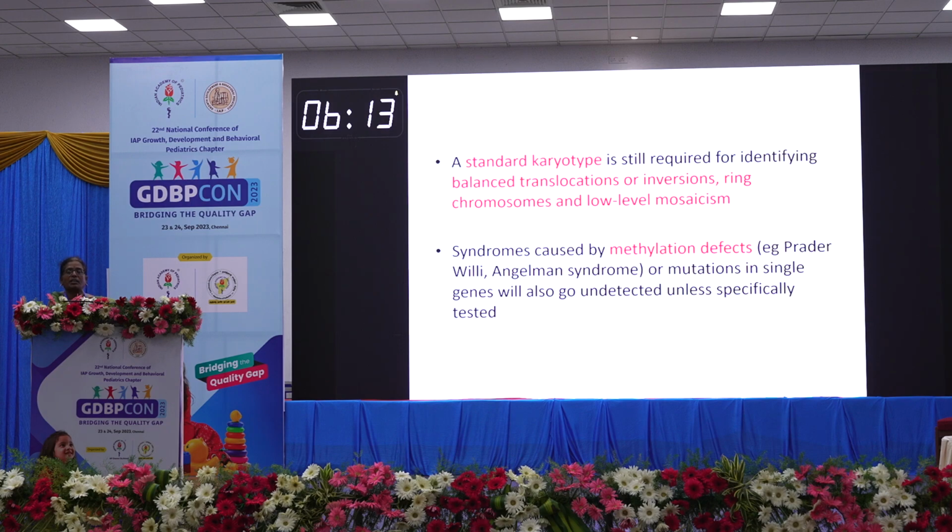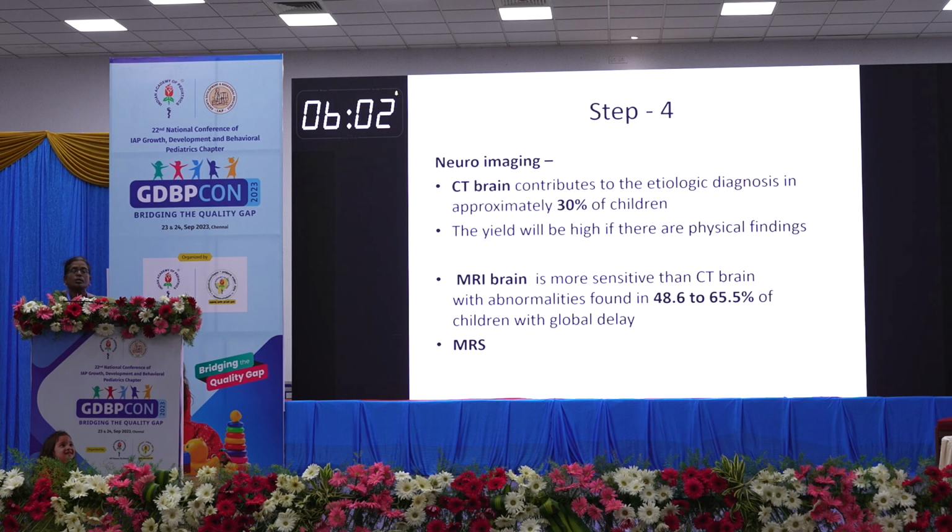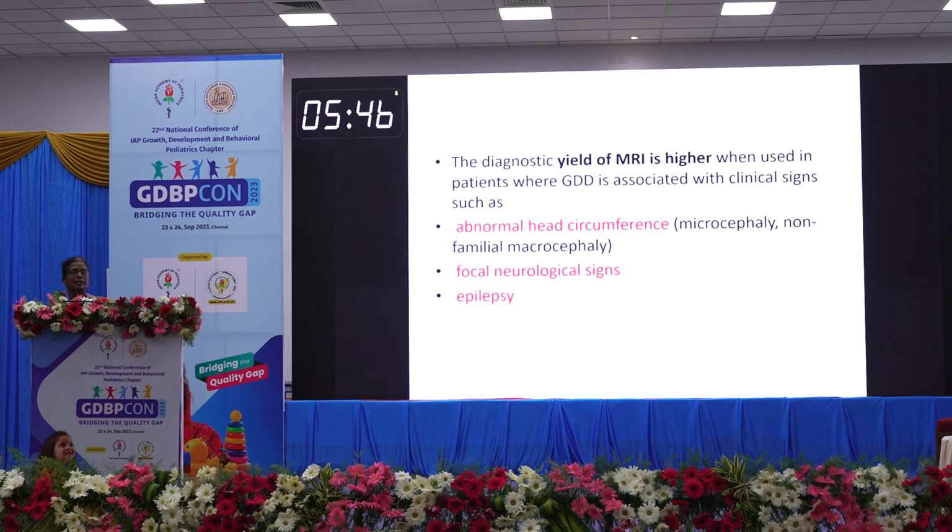If we are suspecting methylation defects, then specifically we have to ask for methylation testing, and we have to write that we are suspecting methylation defects like Prader-Willi and Angelman. So the next step is neuroimaging. A plain CT may show abnormalities in one-third, whereas MRI brain is more sensitive. It can show abnormalities in nearly 50% to two-thirds. And MRS is also useful, we will see in the next slide.